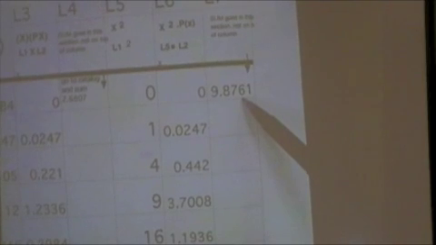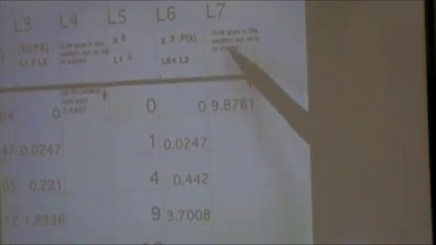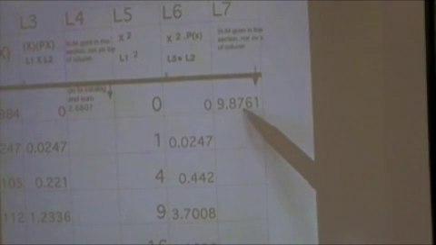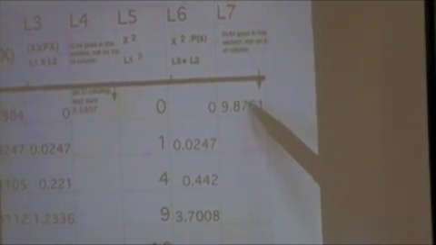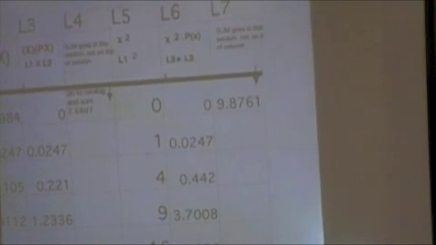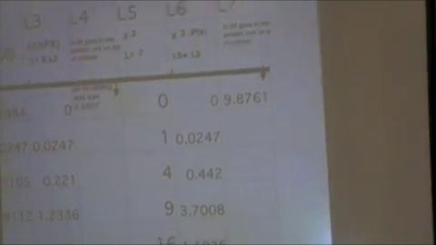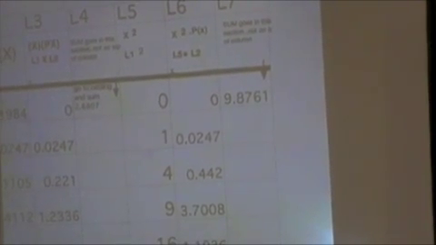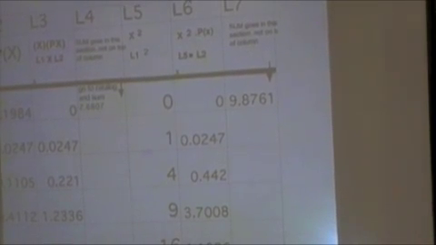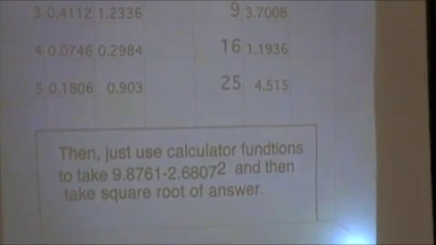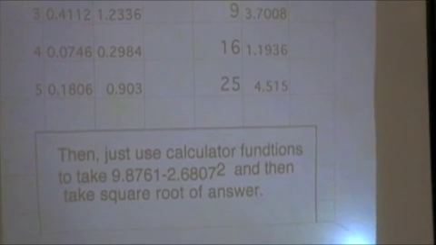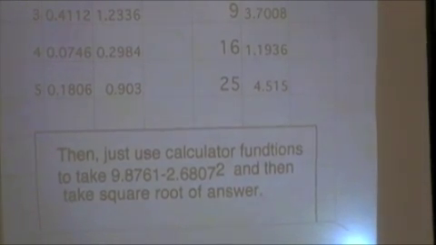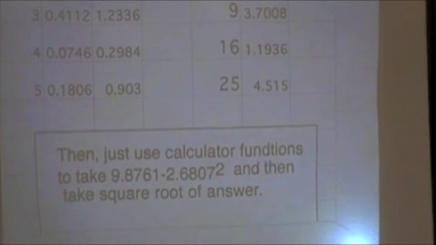So you push second catalog, and you go to the sum. You push this. What do you want the sum of? You want the sum of L6, and you get that. Then you just use the traditional method. Take 9.8761, then you subtract 2.6807 squared. You take the square root of that answer, and then you'll get the answer.